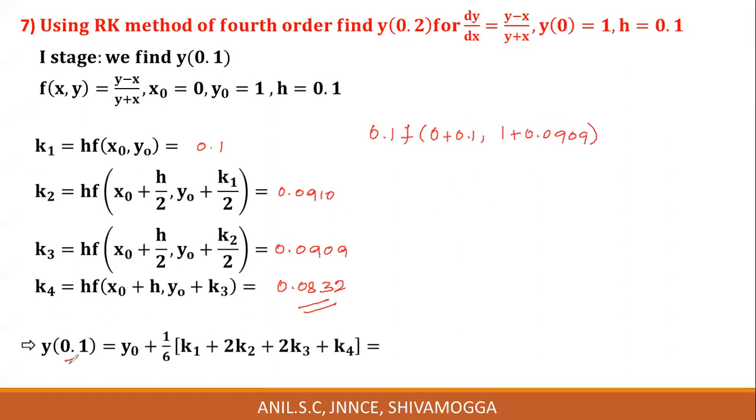Now we find y of 0.1. Y of 0.1 is given by y naught plus 1 by 6 into K1 plus 2K2 plus 2K3 plus K4. We have all these four components and y naught, substitute and simplify.